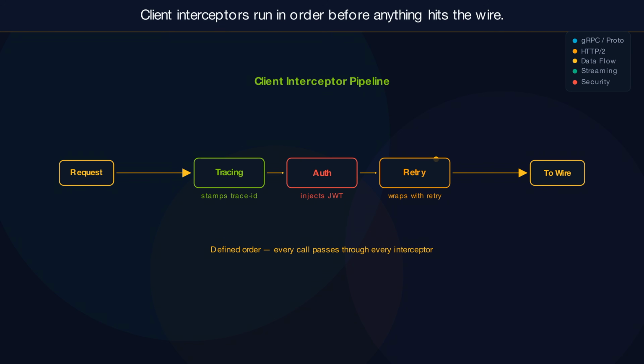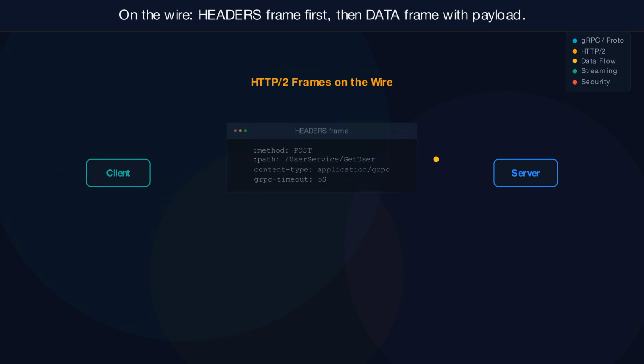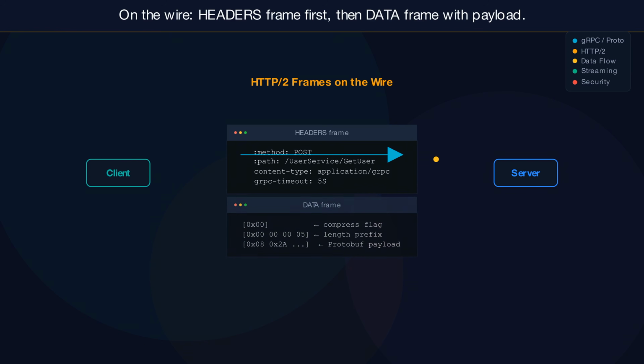The request hits the wire as 2 HTTP/2 frames. First, a headers frame carrying the method path, deadline, content type, and any call metadata. Then, a data frame carrying the 5-byte prefix and the serialized protobuf payload.